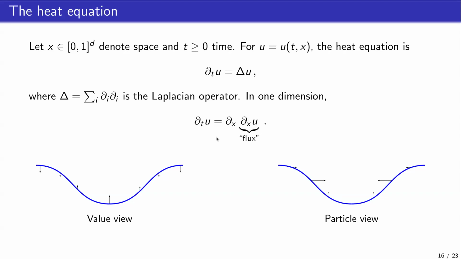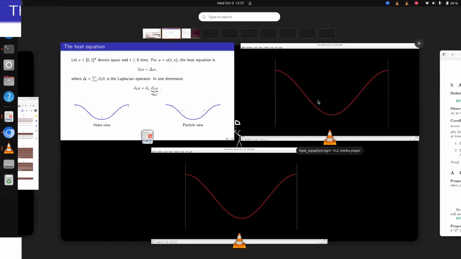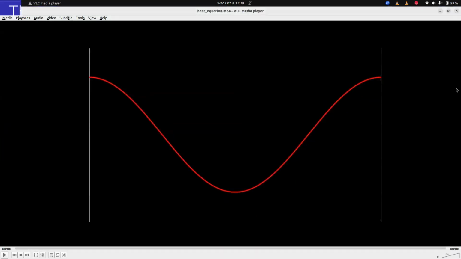Now I wanna give you some more intuition for this equation, but before that, I can actually just show you an animation so that it'll be more concrete. So here's a short animation for the progress of the heat equation. So the graph here in red is the value of U at time 0.